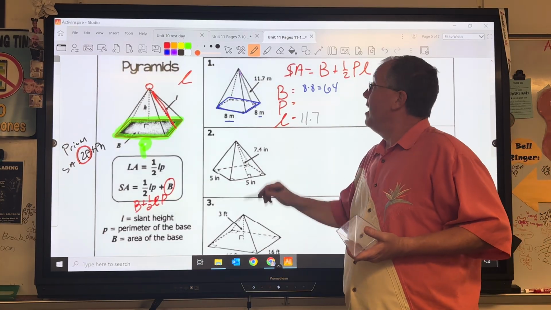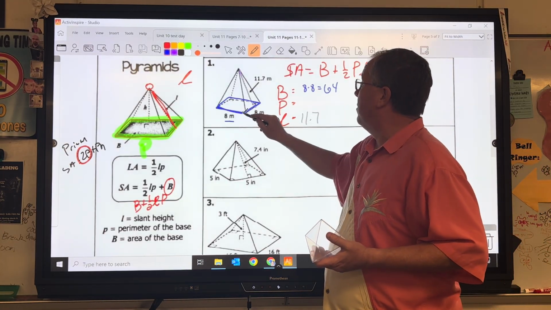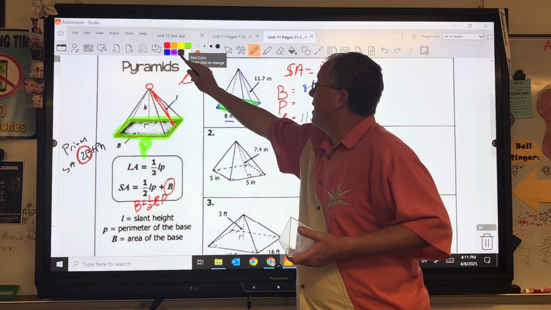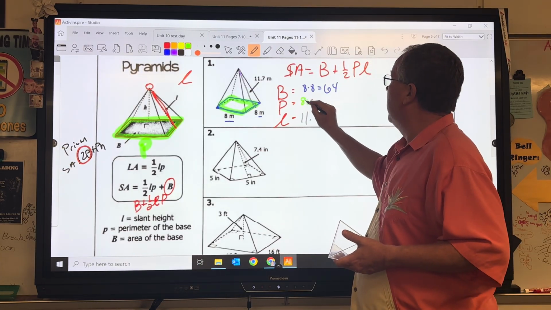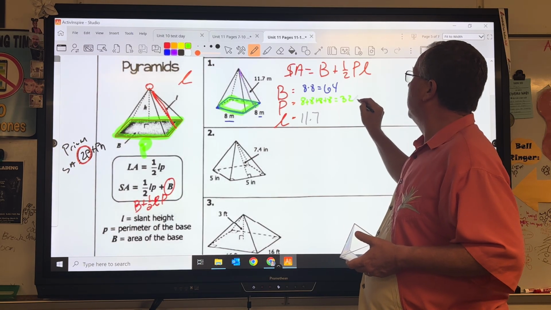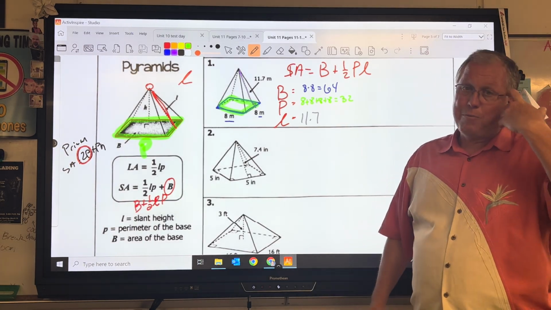My perimeter is the distance all the way around, right? Remember, all the way around. So it goes here, here, here, and here. And so if I do that, that's going to look like this. It's going to go 8 plus 8 plus 8 plus 8, which is 32. Okay, that is my perimeter.